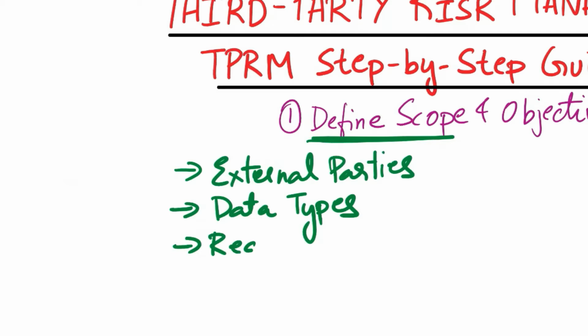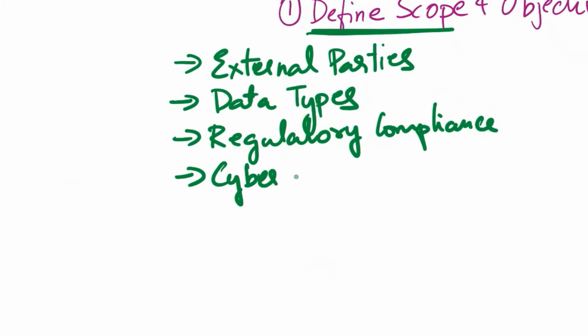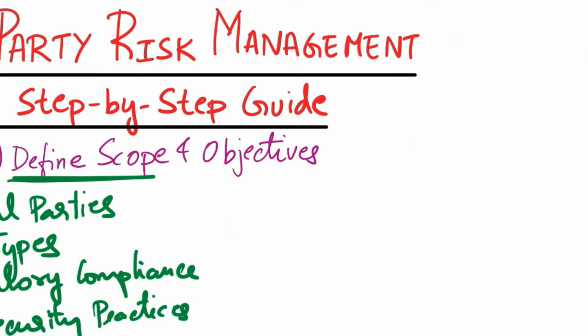Next, regulatory compliance. Clarify if the TPRM program will specifically address compliance with industry regulations and standards, ensuring that third parties adhere to relevant legal requirements. Next, cybersecurity practices. Outline whether the scope includes an evaluation of third-party cybersecurity practices, incident response capabilities, and adherence to cybersecurity best practices. Now let's talk about defining objectives in TPRM.